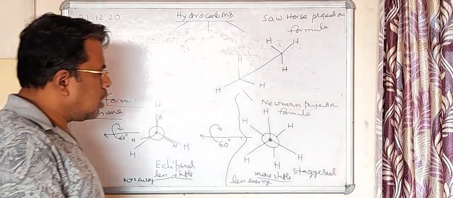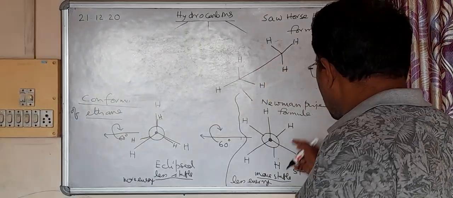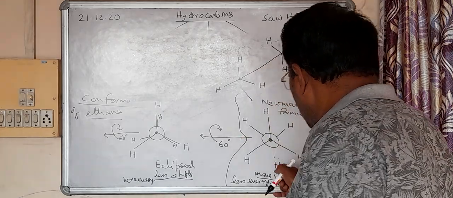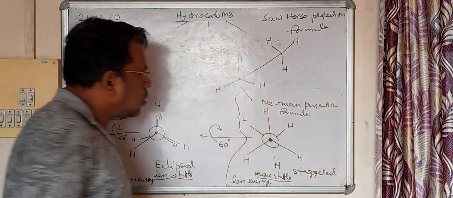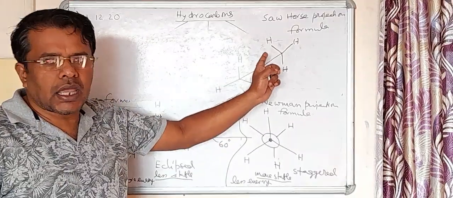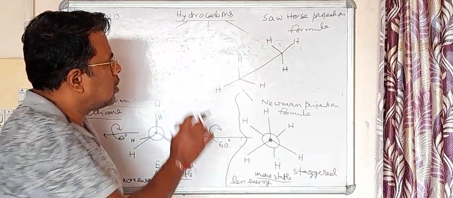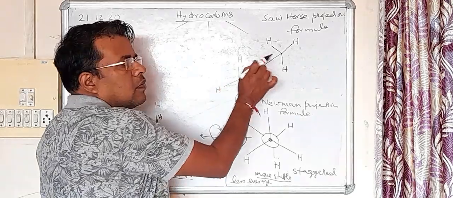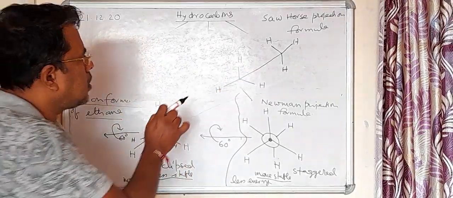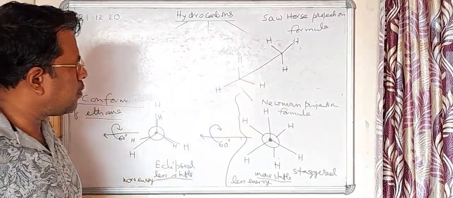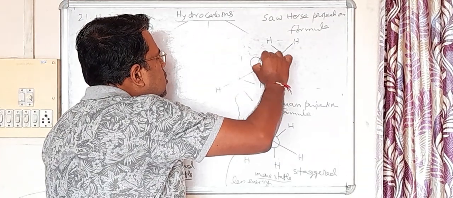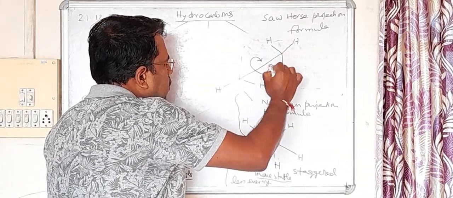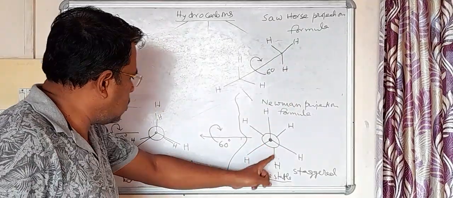Now, in the case of Newman, we see in this way, whereas the line of sight in the case of Sawhorse is this; in this direction we see the molecule. So what will happen on 60-degree rotation? Now on 60-degree rotation we get this one.